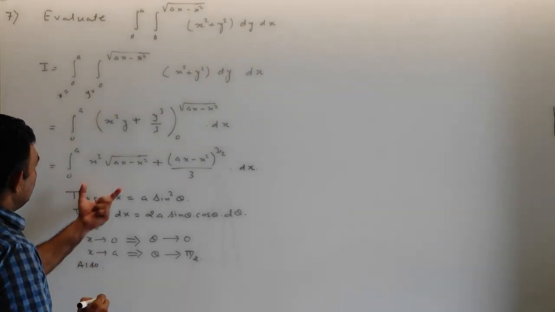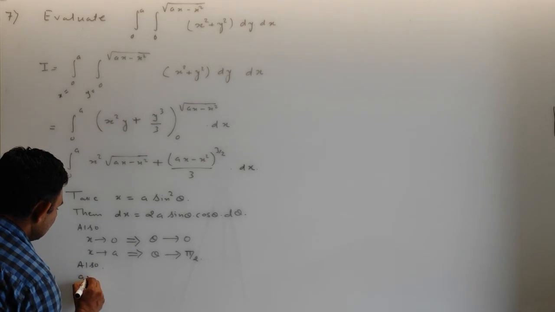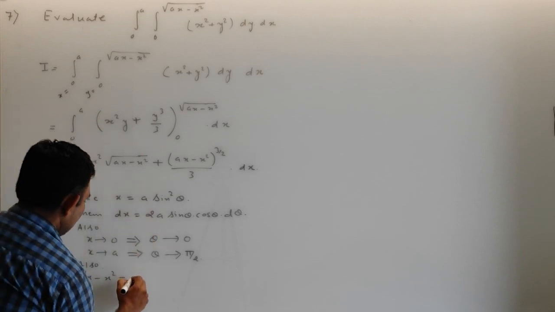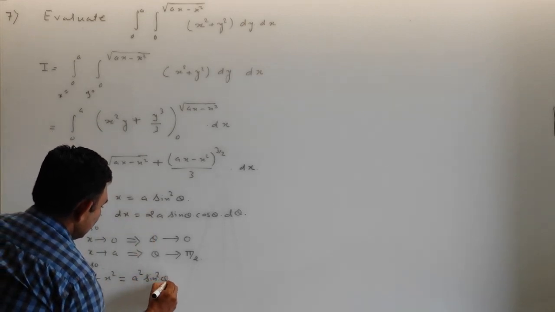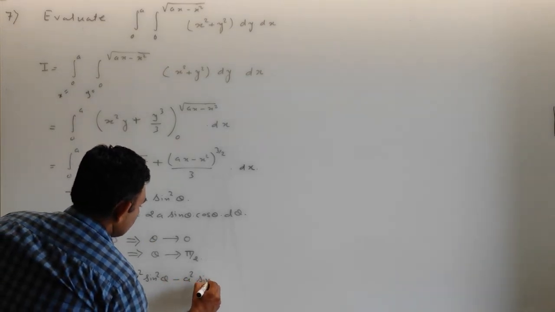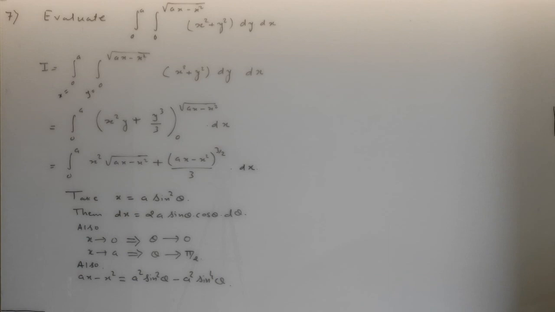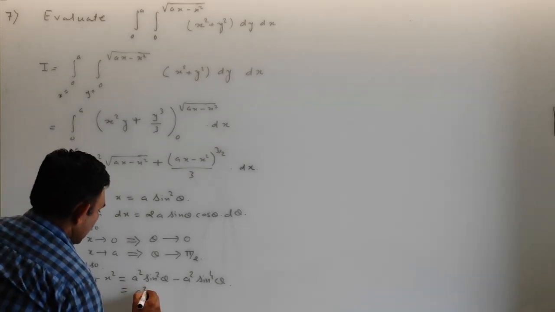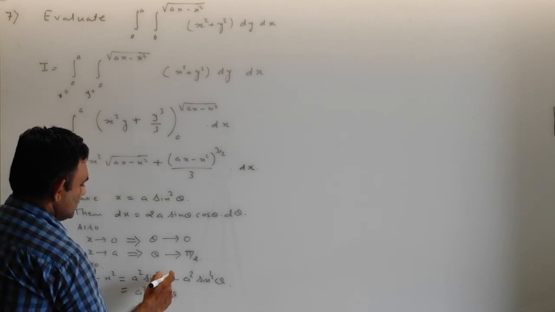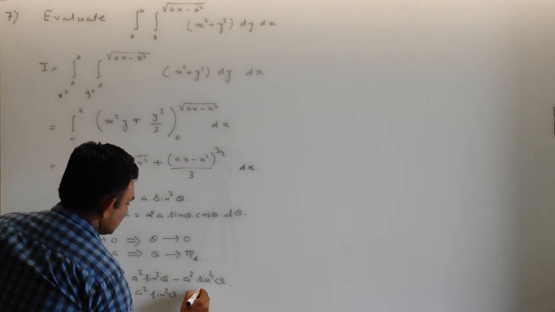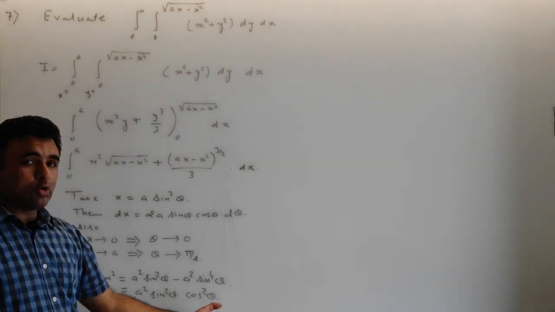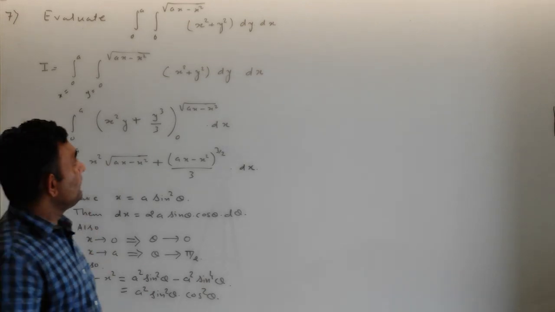Also, let us evaluate this portion also. What will be this ax minus x square? So ax minus x square is a into x, so it is a square sine square theta minus x square, so it is a square sine raised to 4 theta. Here a square sine square theta is common, and it is 1 minus sine square theta, so it is cos square theta. So this quantity ax minus x square is a square sine square theta cos square theta. So you just substitute here.